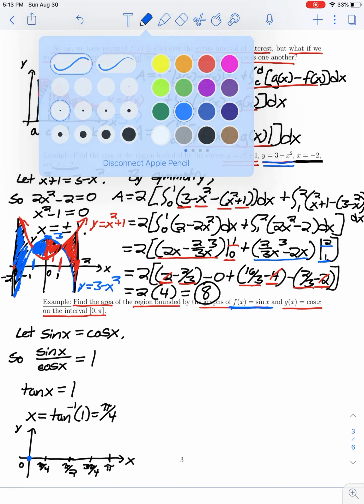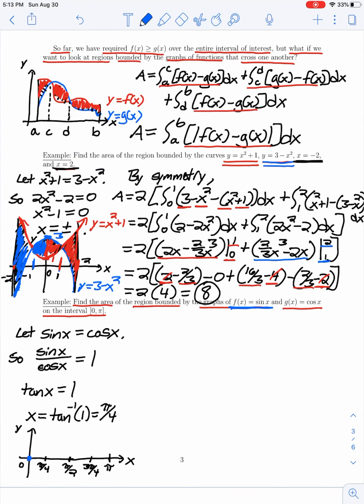So sketching our sine function, f of x equals sine x, we have at 0 a value of 0. And then the sine function is increasing from 0 to pi over 2, where we have a y value of 1. And then it starts to decrease, and sine of pi is 0. So this would be our sine x function.